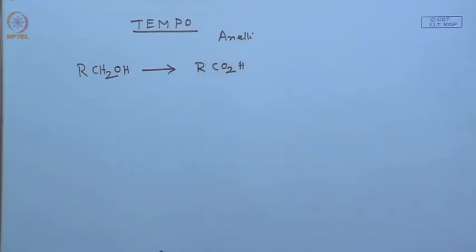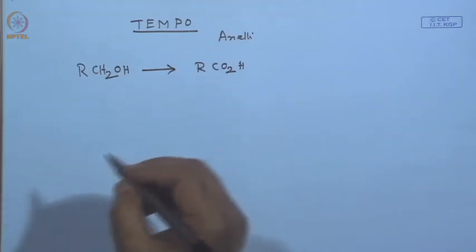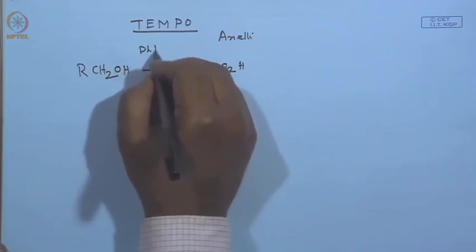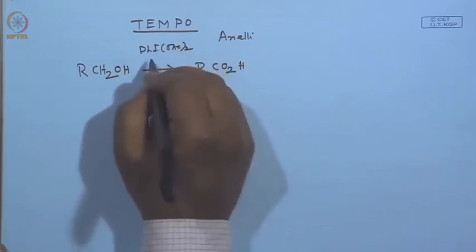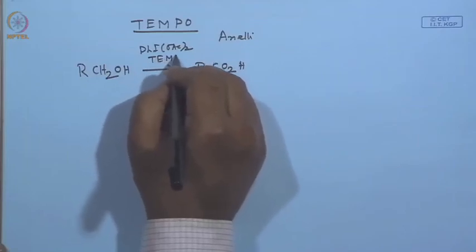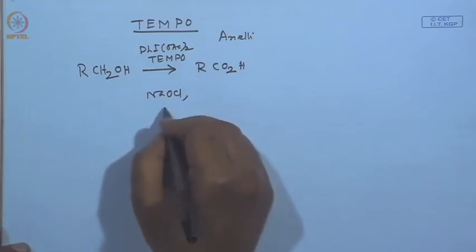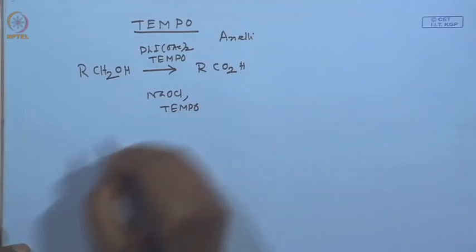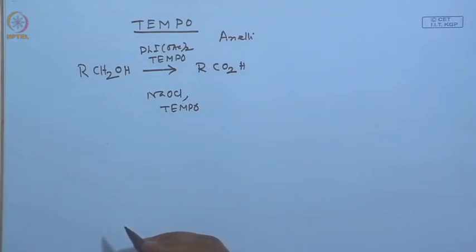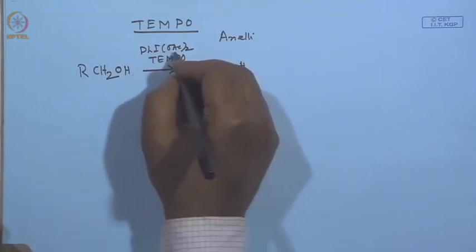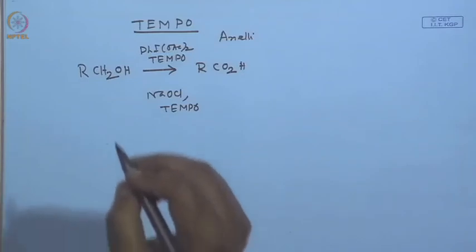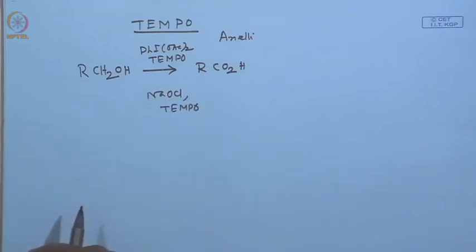Anelli oxidation. It was discovered in 1987. There are different kinds of combinations. One can do phenyl iodonium acetate and TEMPO. This is one condition. The other could be sodium hypochlorite, that means bleaching powder, and TEMPO. The original one used bleaching powder, and the recent version is phenyl iodonium diacetate.